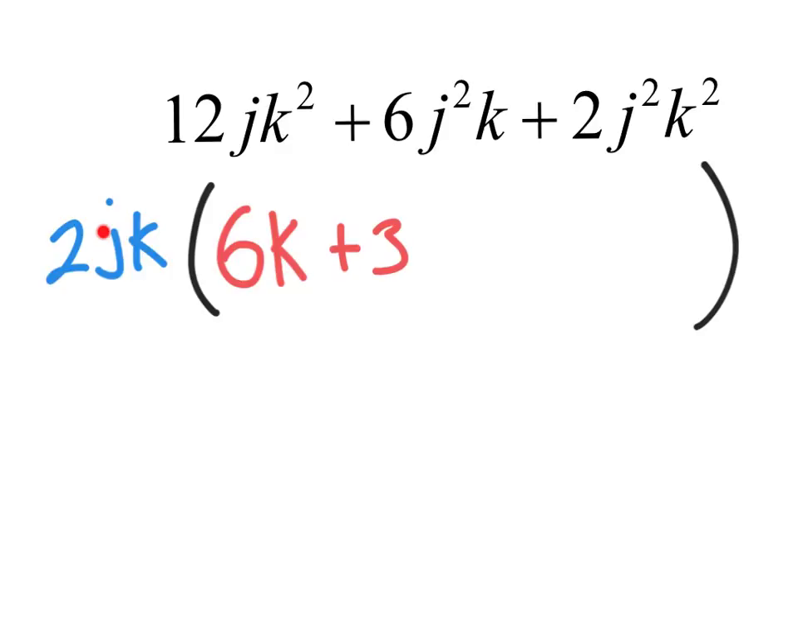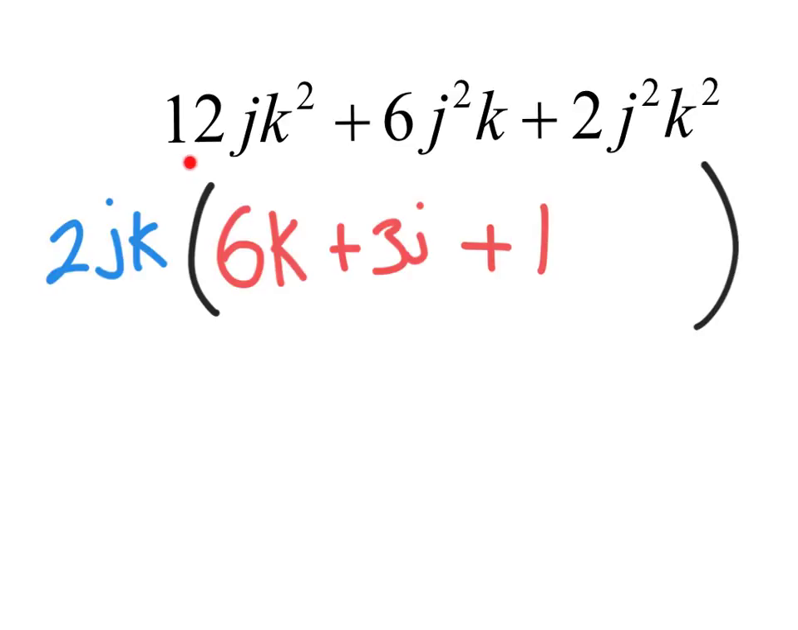And then how about J's? J times what gets you J squared? J. And last but not least, K times, I don't have to worry about it because it's just 1K. So that's the middle term, plus 3J. Now for the last one, let's take it one step at a time. 2 times what gets us a positive 2? 1. And let's put plus 1.